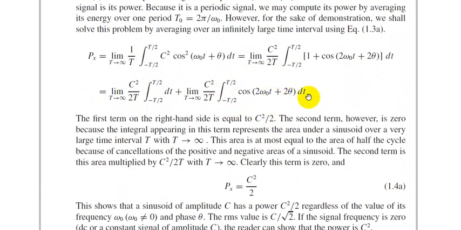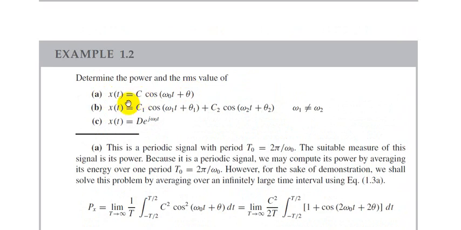You can integrate this cos function, but as t tends to infinity you will get another t term over here. This will become sine omega t divided by t, and as t goes to infinity, anything divided by infinity becomes 0. Therefore, this part remains 0, and you will get c square divided by 2 as the power of this signal. In a similar way, you can also evaluate the power of b.